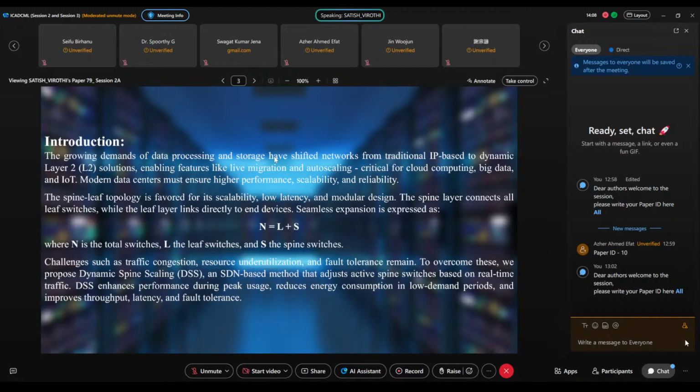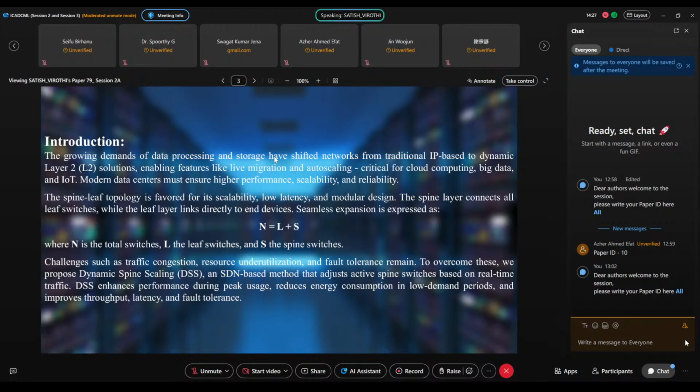One of the most popular network architectures for achieving this is the spine leaf topology. The architecture is favored for its modular design. In the spine leaf model, the spine layer connects to all leaf switches, while the leaf layer is directly connected to the end devices. However, despite these advantages, the spine leaf architecture still faces challenges.